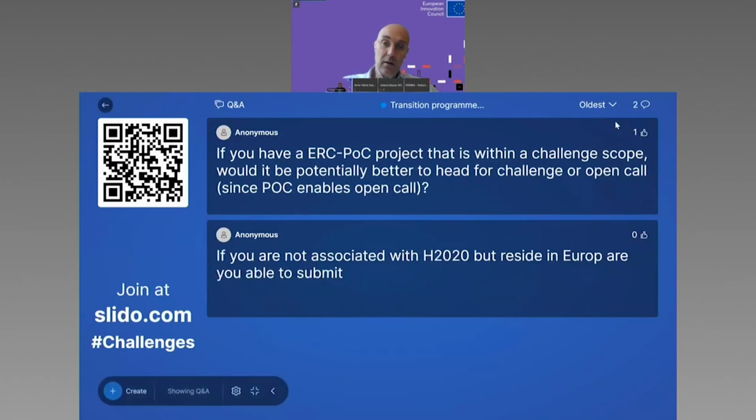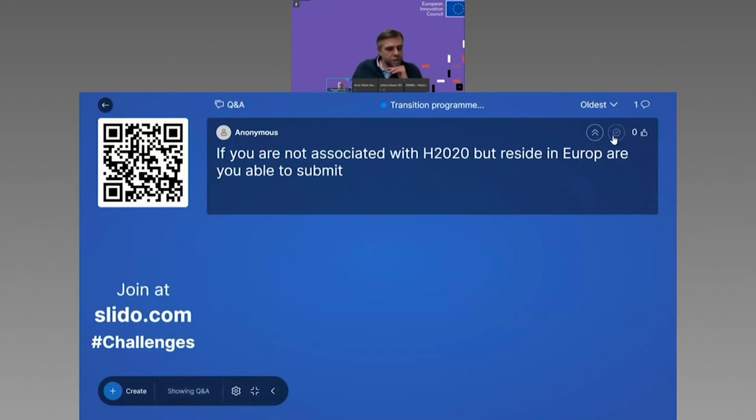But still, you need to reach the minimum threshold for each criterion in the first step to reach the interview phase. And then at the interview phase, there will be no difference essentially, because there is no ranking. It's just go or no go. So I would not make this calculation, and I would submit to challenges if the proposal is in scope of challenges. Very good. Yes. Thank you.